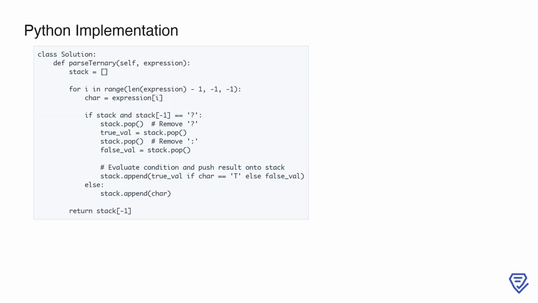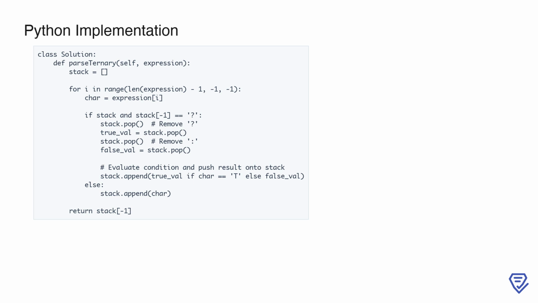This Python implementation solves the ternary expression parser problem using a stack-based approach to evaluate the given expression in reverse order. The parse ternary function begins by initializing an empty stack. It processes the expression string in reverse order, iterating from the last character to the first. Each character is inspected to determine its role in the ternary operation.